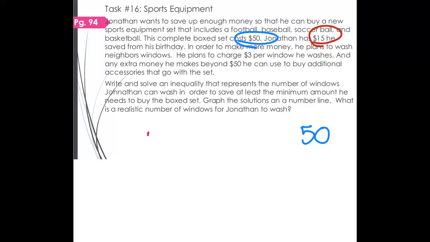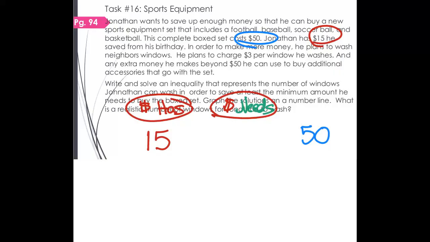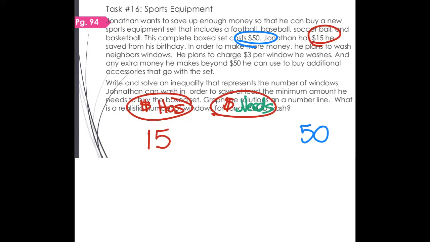On the far left. Now, somebody asked, does it matter if this is like first or second in here? Doesn't really matter. Okay. This is the money he already has. So this is money he has. This is going to be money that he still needs. He planned to charge $3 per window. And how does that going to work in this inequality?